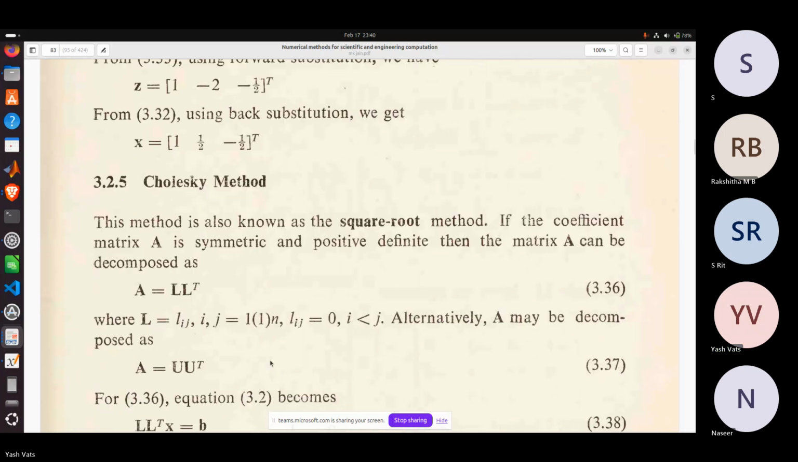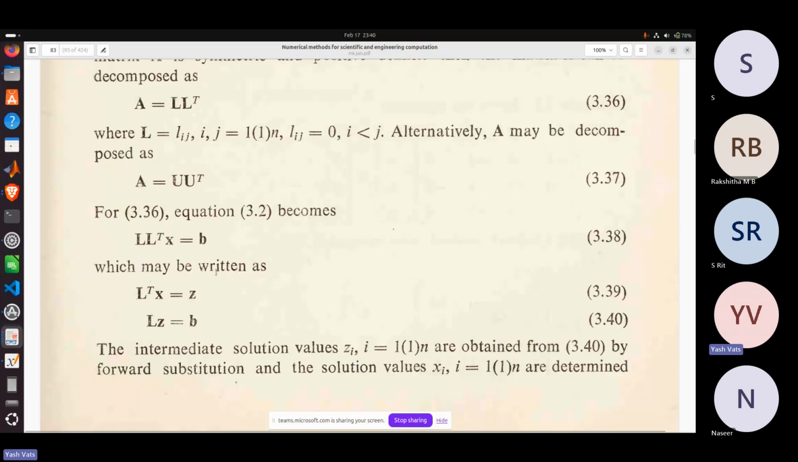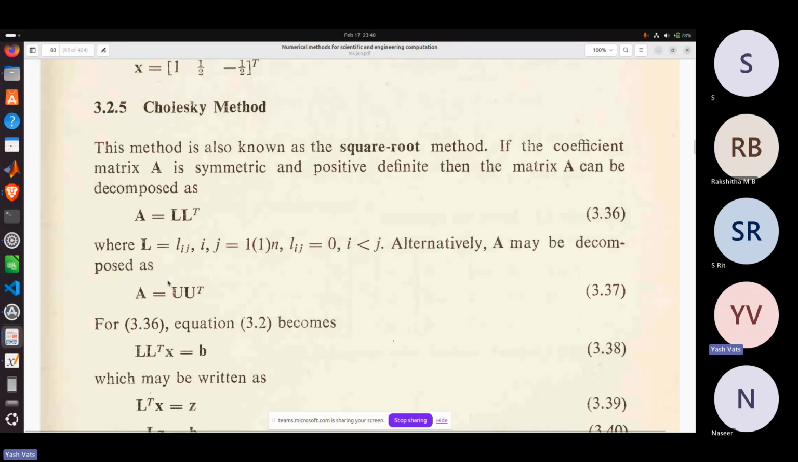All right. Now I go to the next method, which is called the Cholesky method. This method is also known as the square root method. If the coefficient matrix A is symmetric and positive definite, then A can be decomposed as L times L transpose, where L is a lower triangular matrix, or A can be written as U times U transpose, where U is an upper triangular matrix.